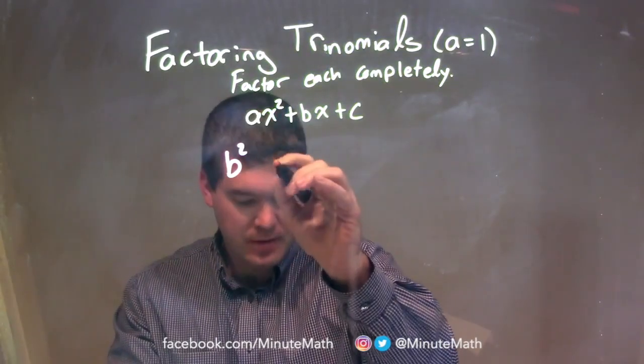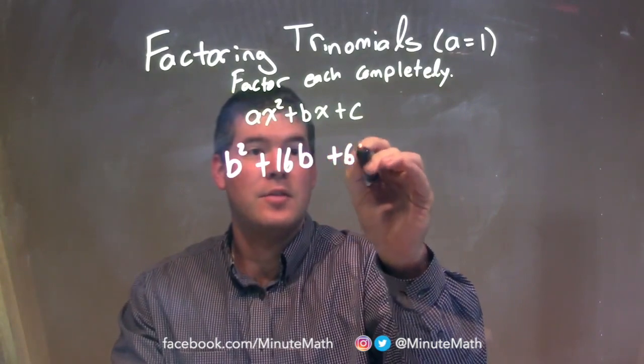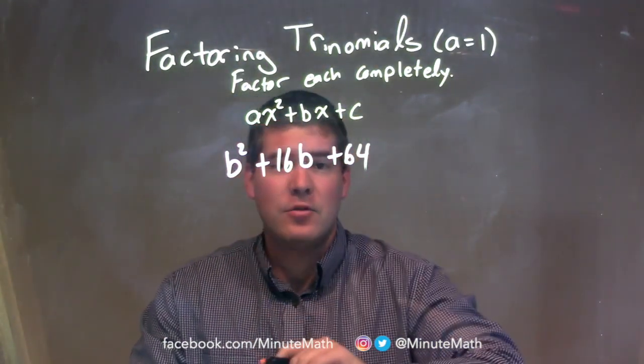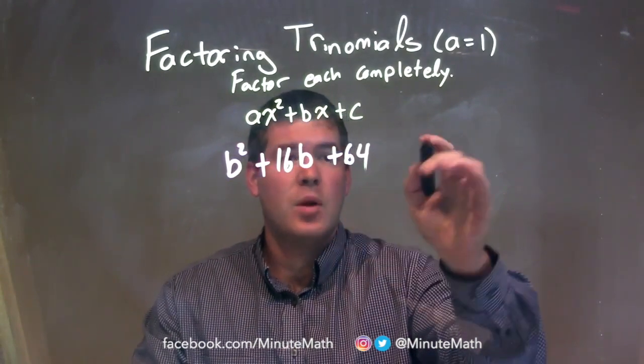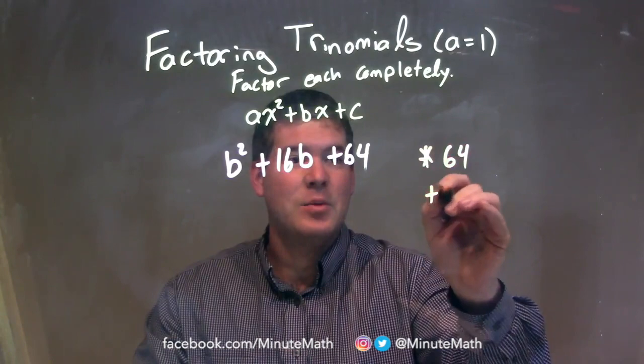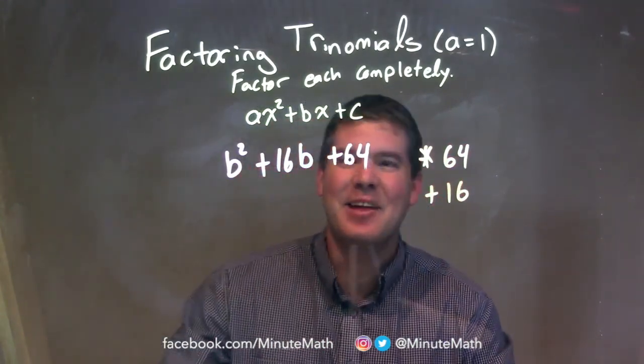B squared plus 16b plus 64. All right. Well, since our a value is just 1, I can ask myself the question, what two numbers multiply to be my c value, which is 64, but add to be my b value, which is 16? And that's our b value, that's 16, not the variable b.